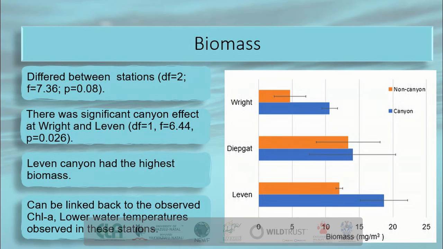A similar trend was observed with biomass. So we found a significant difference between the stations, and there was a significant canyon effect in Right and Leven canyon only. And in Tibet, we didn't find any significant difference in biomass between the canyon and non-canyon stations. So the biomass and the biovolume can be linked to the higher chlorophyll a observed in these stations.